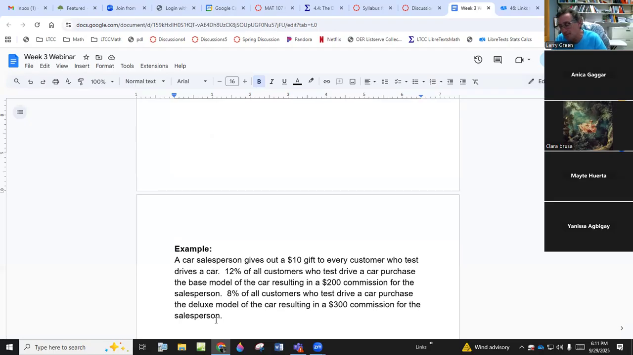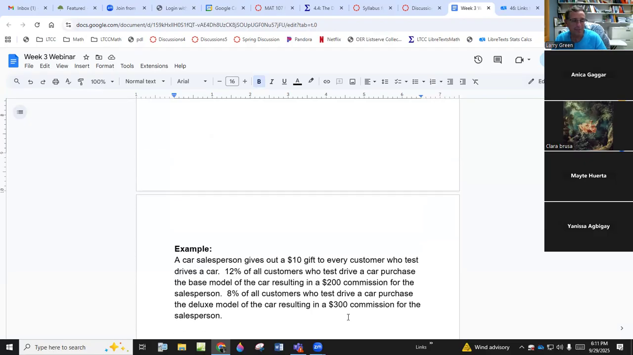Okay. So advertisement's the same way. You pay for advertisement because if you pay for advertisement, you're more likely to have more customers. Same idea as giving a gift. Okay? Let's suppose that 12% of all customers who test drive a car purchase a base model of the car, resulting in $200 commission for the salesperson. 8% of all customers who test drive a car purchase the deluxe model of the car, resulting in $300 commission for the salesperson. Okay?